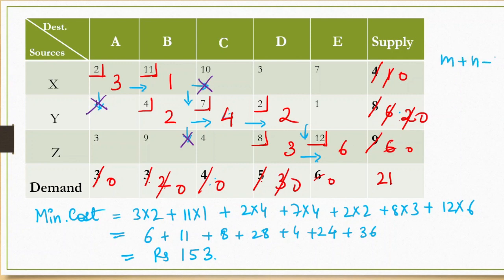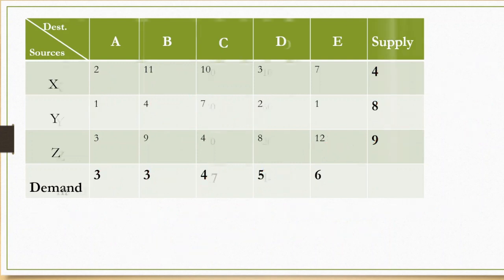So m plus n minus 1. So we are having m as 3 plus 4 minus 1, that's 7 minus 1, 6. So we could check that we have 6 allocations, 1, 2, 3, 4, 5, 1, 2, 3, 4, 5, 6, and sorry, this was 5. My mistake. So that's 5, that's 8 minus 1, so that's 7. So we are having 7 positive allocations. That means again we are having a degenerate basic feasible solution. So let's take another example.